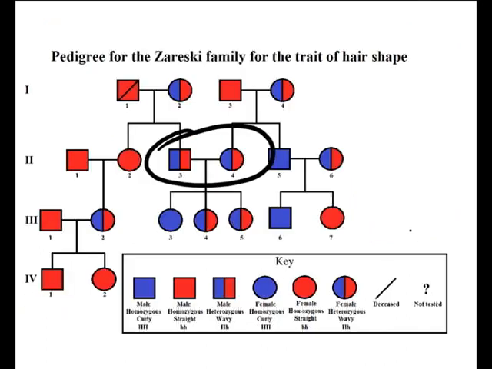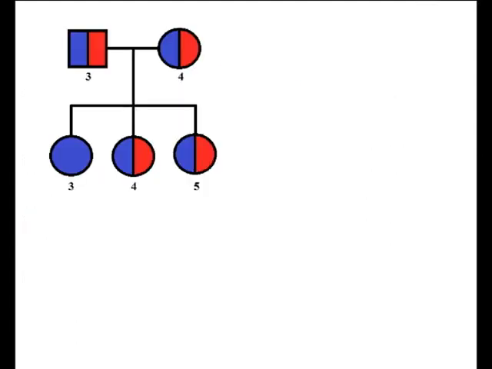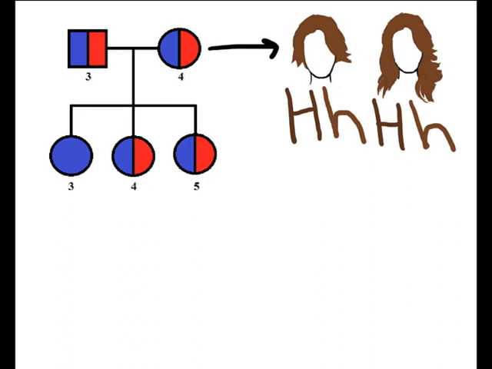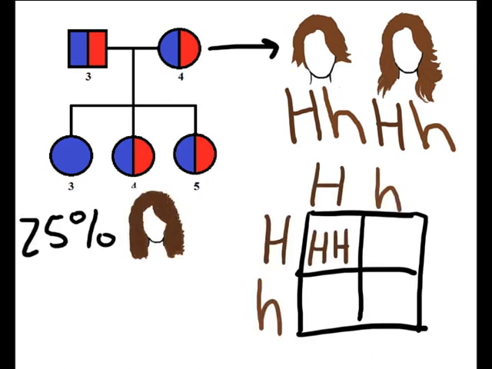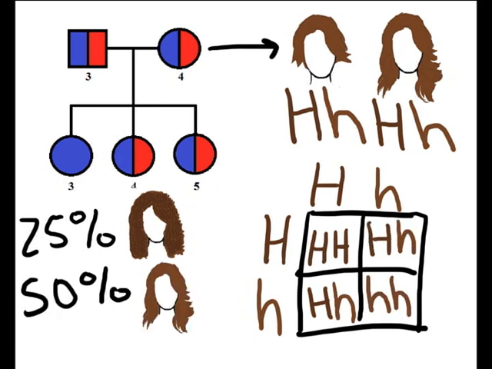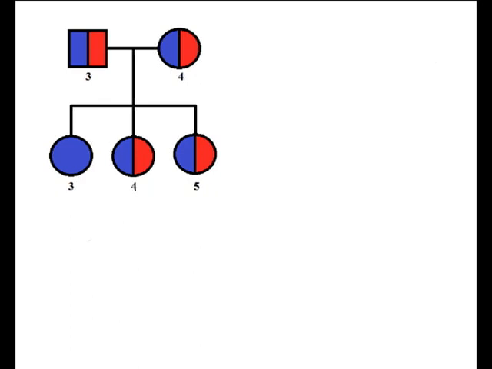If we look at individual generation 2-3 and individual generation 2-4 on the family pedigree, both of the parents have wavy hair. Therefore, it is safe to assume that the genotype of both of the parents is the heterozygous capital H lowercase h. If a Punnett square is filled out for the two individuals, the resulting offspring are 25% homozygous curly with two capital H's, 50% heterozygous wavy with a capital H and a lowercase h, and 25% homozygous straight with two lowercase h's. Individual generation 2-3 and individual generation 2-4 have 3 offspring, and all of their phenotypes and genotypes accurately represent this data.